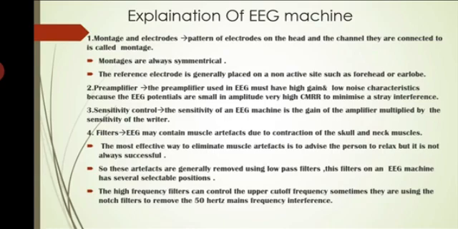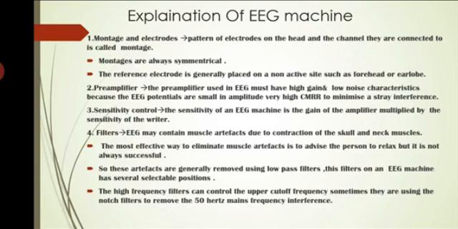Third, sensitivity control. The sensitivity of the EEG machine is the gain of the amplifier multiplied by the sensitivity of the writer. If we want to increase the sensitivity, then we should increase the sensitivity of the writer, otherwise we should increase the gain of the amplifier. By increasing any one of them, we can increase the sensitivity of the machine.